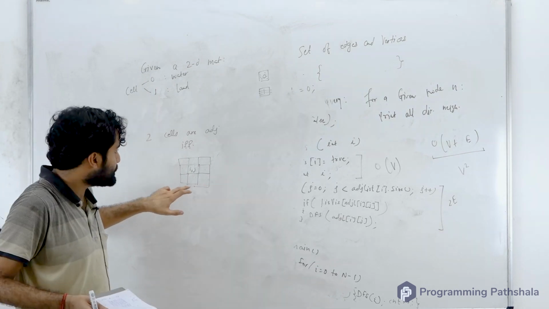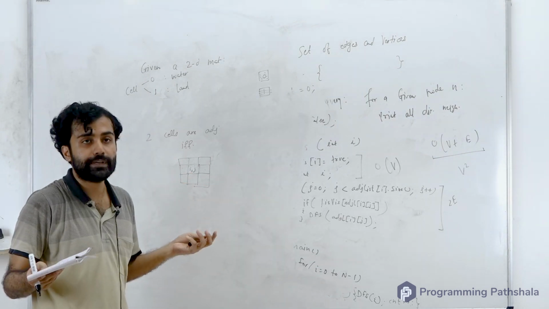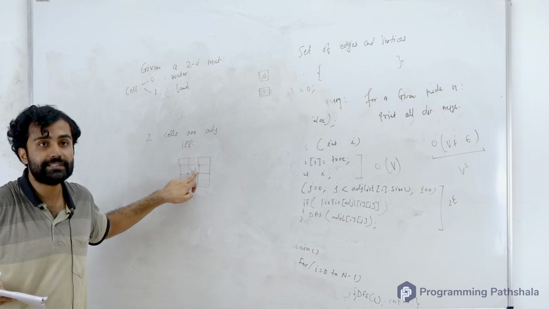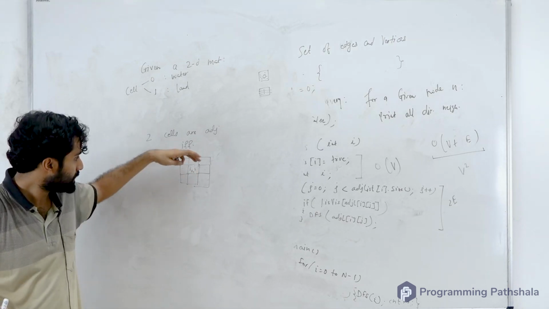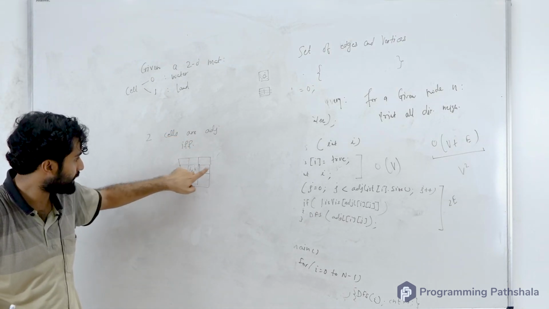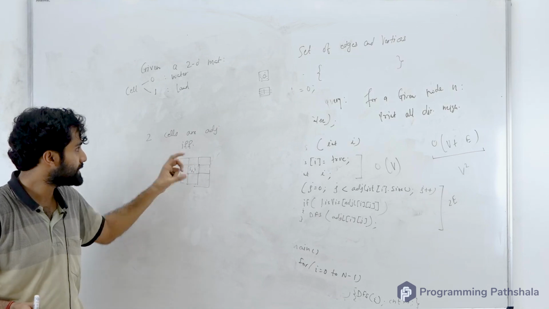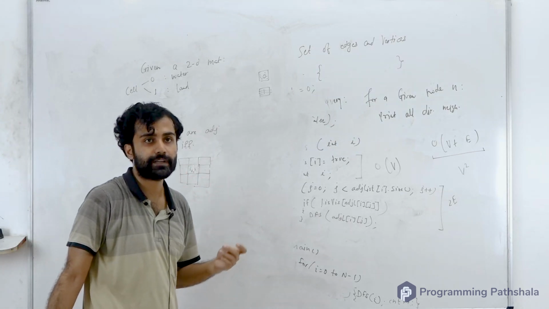So the maximum number of adjacent cells which any cell I comma j can have is 8. 3 up, 3 down, and 1 here and 1 here, right? So this is how adjacency is defined with respect to any cell.